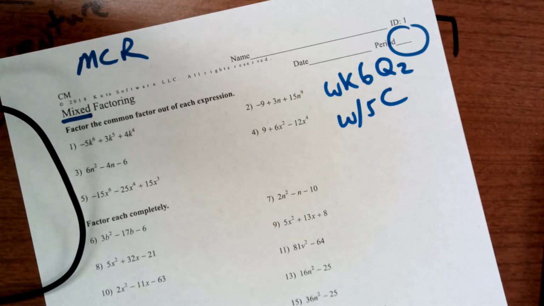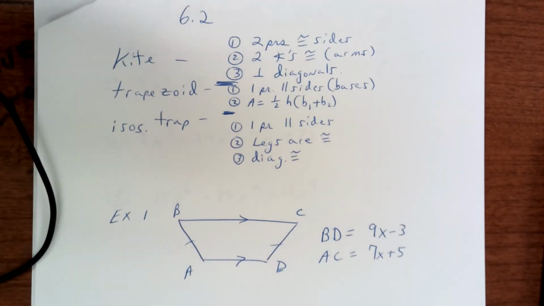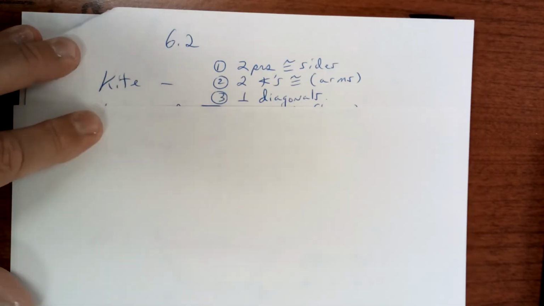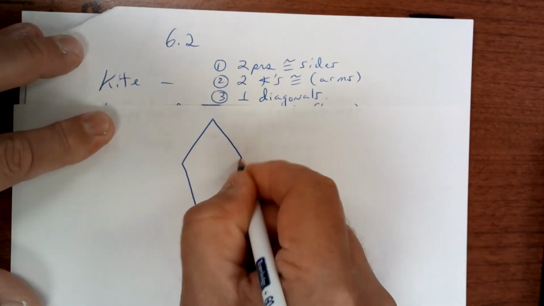Today we're going into 6.2, and this is as far as we're going to go until we get back from break. So look up here, copy down everything you see up here, and what we're dealing with is properties of kites and trapezoids. So let's start off with a kite. So you know how a kite looks. It looks like this. And this is called a diamond kite.